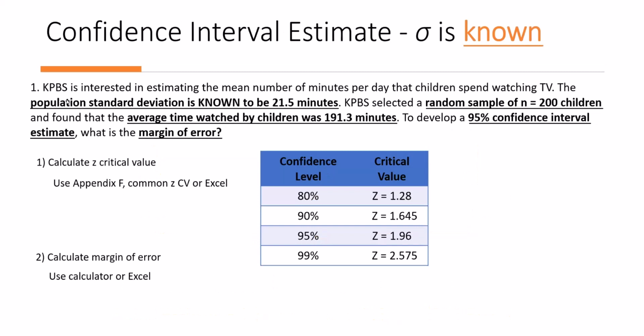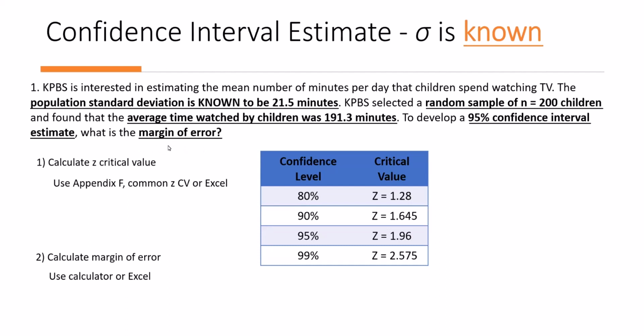So in question 1, KPBS is interested in estimating the mean number of minutes per day that children spend watching TV. The population standard deviation is known to be 21.5 minutes. So this is a key point here. So we know that we're working with a situation where the population standard deviation is known. KPBS selected a random sample of 200 children and found that the average time watched by children was 191.3 minutes. We want to construct a 95% confidence interval estimate. So what is the margin of error?